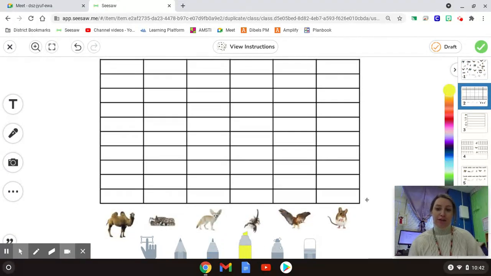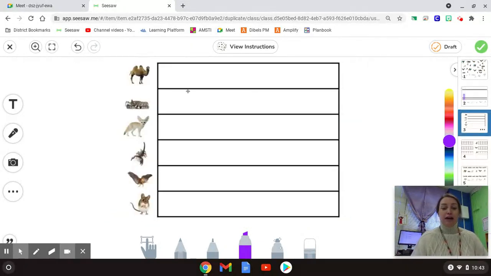So I'm going to fill in how many camels I have. Find camels. So I have 1, 2, 3, 4, 5 camels. I fill up to the 5th line because I have 5 camels. And then I can fill it in. Ooh, that's lovely. Okay, so 5 bars to show 5 camels, okay?